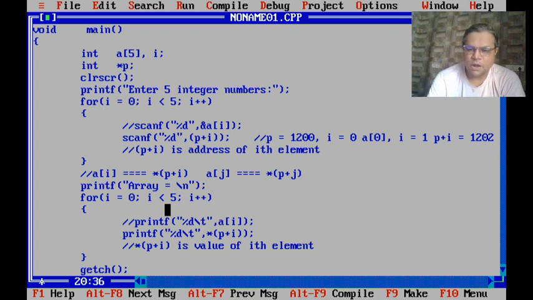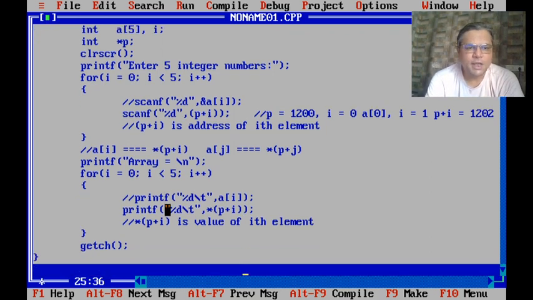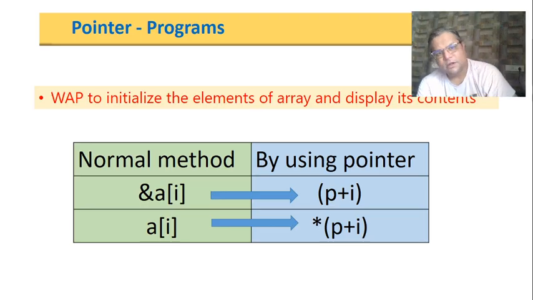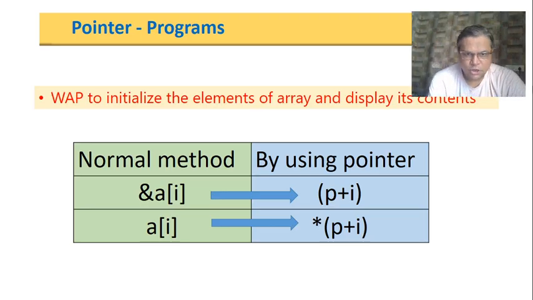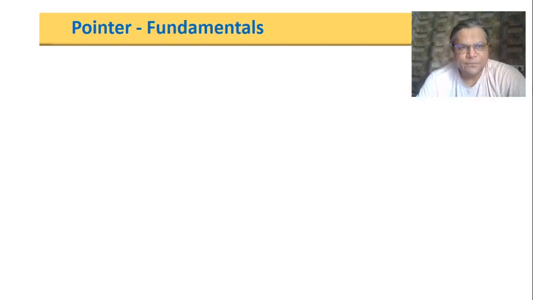So I hope you have understood how to initialize an array and access the elements of an array by using a pointer. Let us get back to our presentation again. This equivalence I have mentioned in my presentation. Whenever you want to write &a[i], you have to write p plus i in the bracket, and whenever you want to write a[i], you have to write star of p plus i inside the bracket.